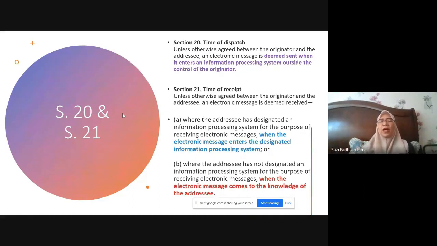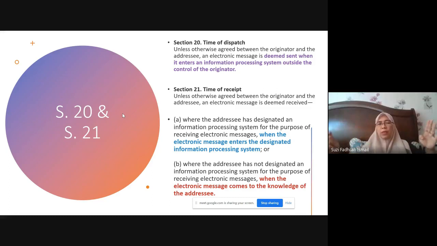I mean, it's there. Okay, time of receipt. So here we want to know, at a point of time, the other party received the electronic message. Basically, there are two possibilities. First, where the addressee has designated an information processing system, when the electronic message enters the information processing system. It depends on the two possible situations here, A and B.